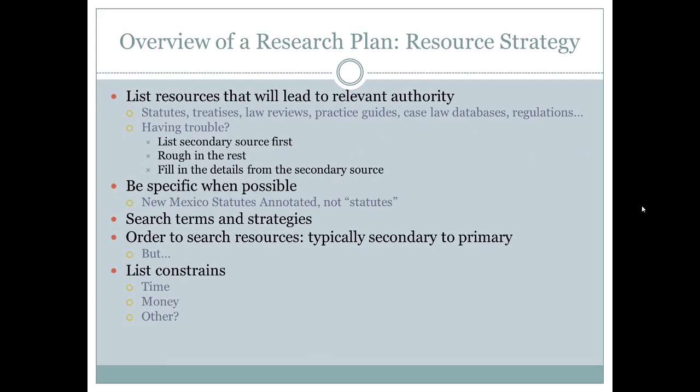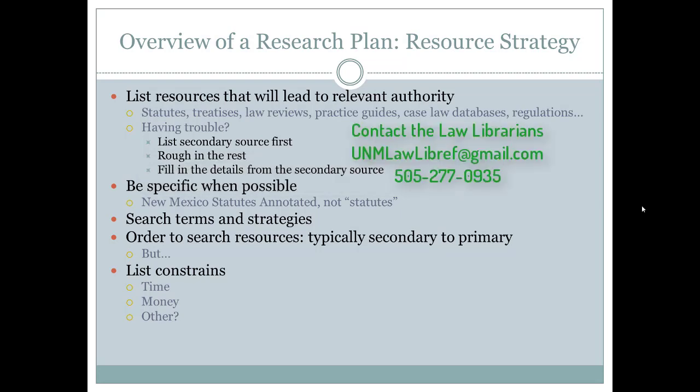If you're having trouble brainstorming sources to search, list a secondary source first, rough in the rest of the things that you're guessing you're going to need to look at, then try to fill in some of the details from that secondary source. Another option would be to consult with a law librarian who can help you come up with a list of resources to search. Whenever possible, be specific. Don't just say, I'm going to search statutes. Say, New Mexico Statutes Annotated.